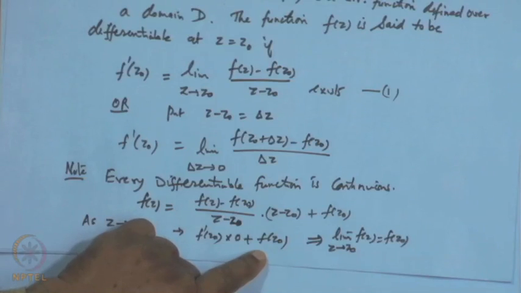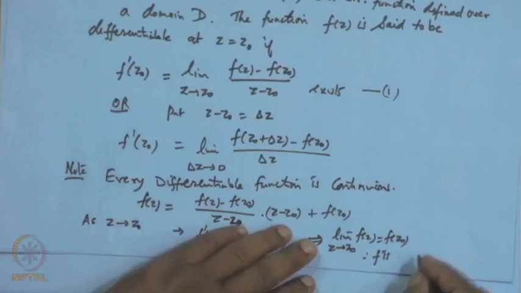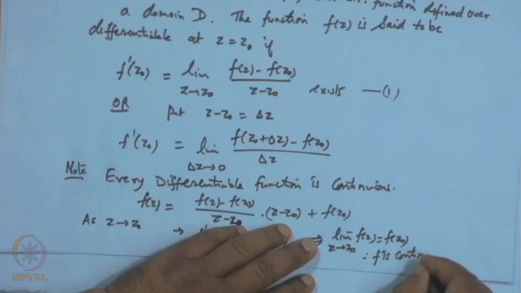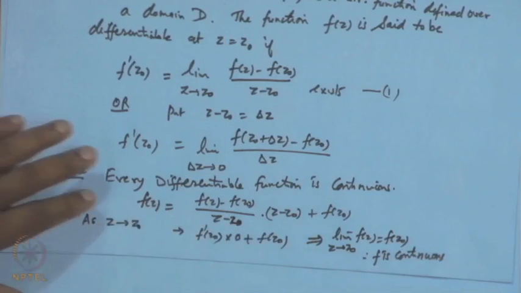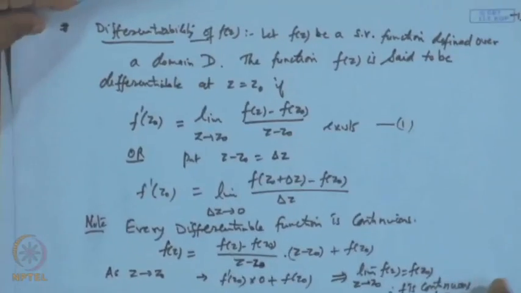So, is it not the continuity condition? So f is continuous at z naught. So every function which is differentiable has to be continuous at that point. If a function is continuous at every point in the domain, then we say it is continuous throughout the domain, and similarly the differentiability also. Okay.